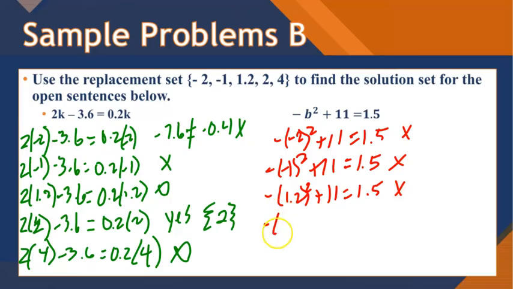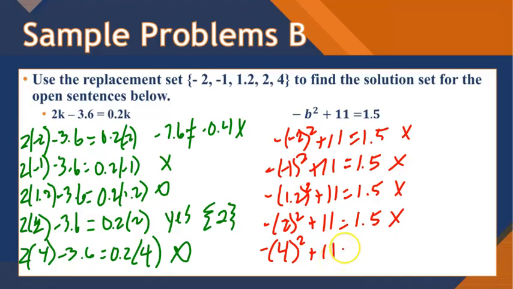And if I did 2 squared plus 11, 2 squared is 4 times negative 1 is negative 4 plus 11 is 7. 7 does not equal 1.5, so that's not a solution. Try a 4. 4 squared is 16 times negative 1 is negative 16 plus 11 is negative 5. Negative 5 does not equal 1.5, so there is no solution. We would say this is an empty set.